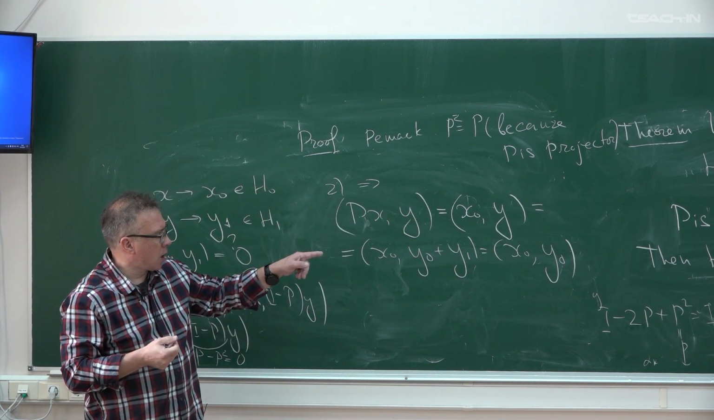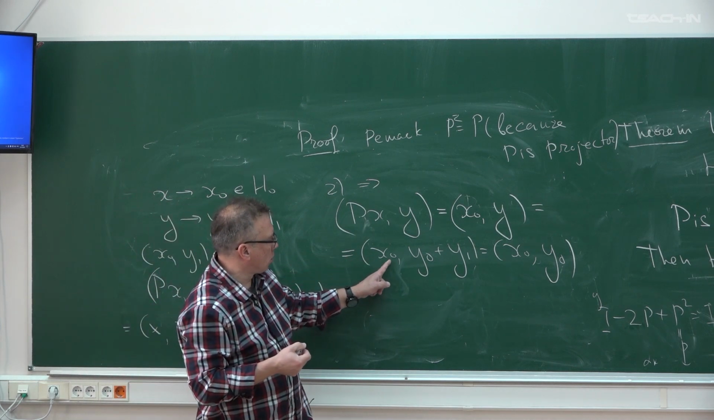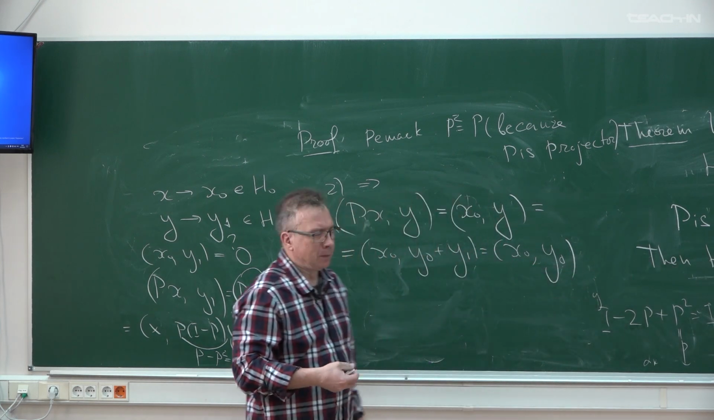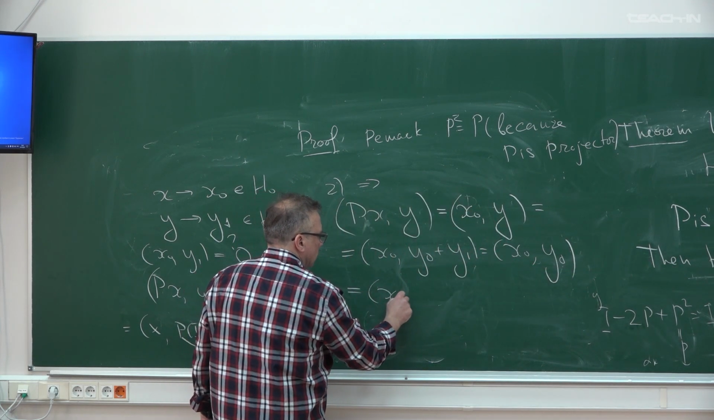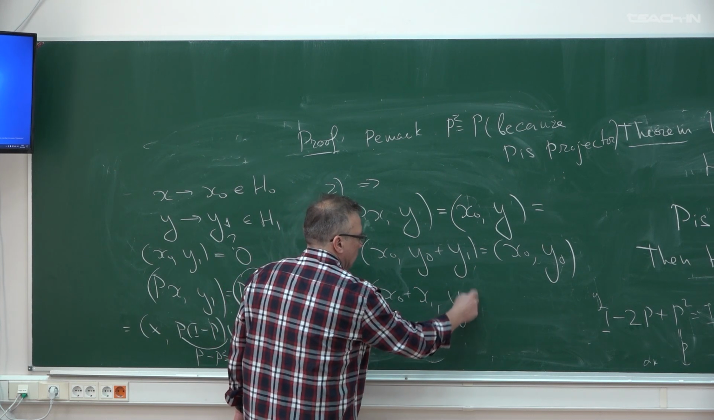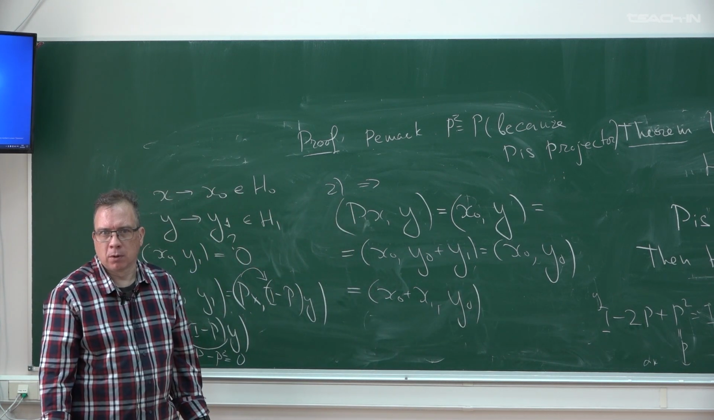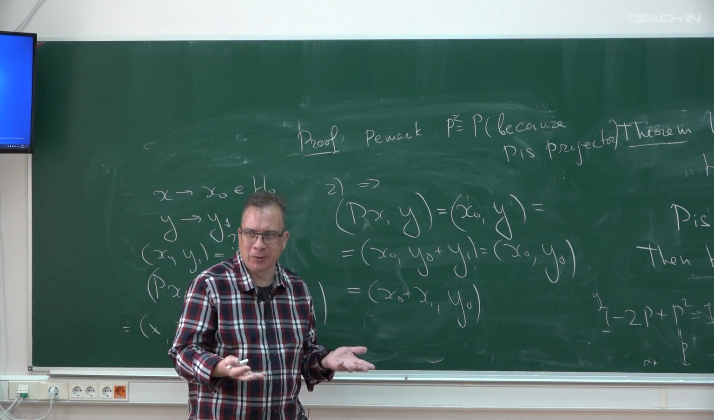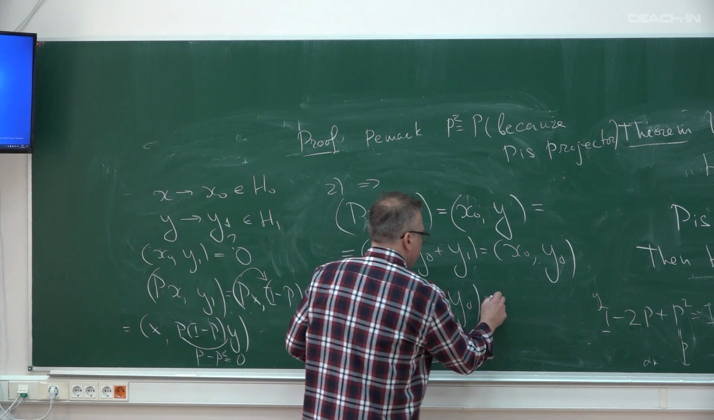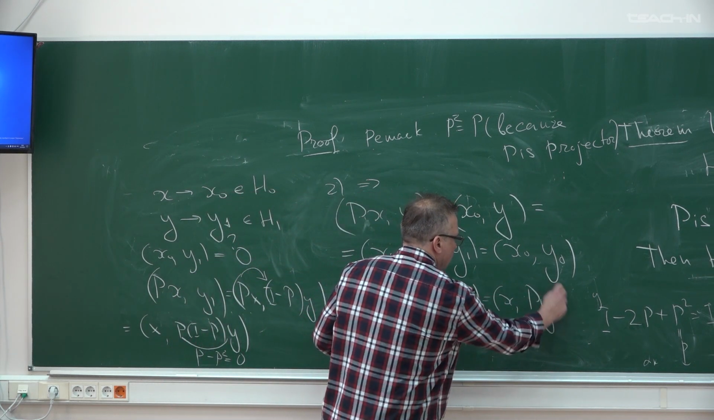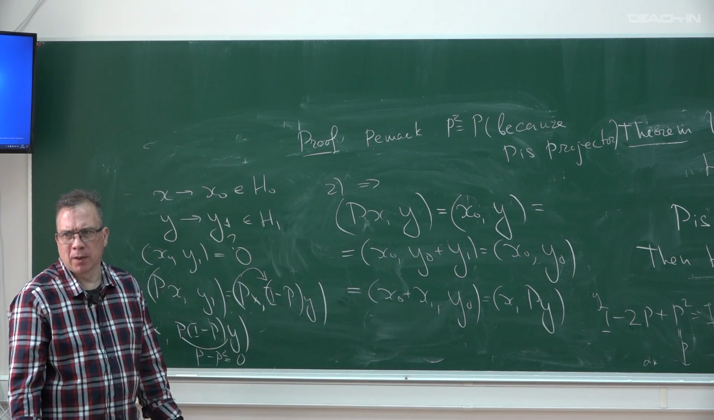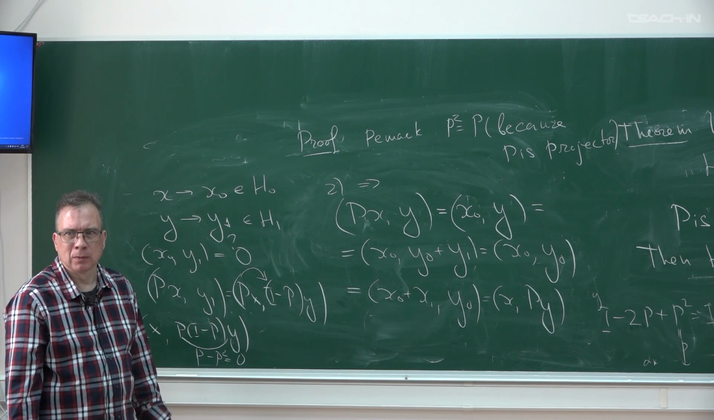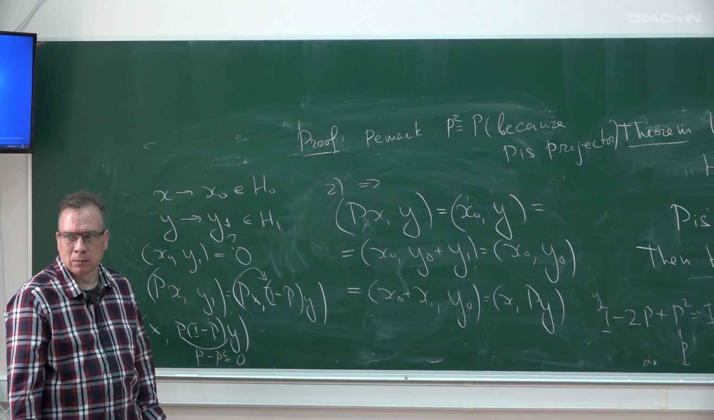Then we continue this scalar product in the following way, because the scalar product of x0 and y1 is 0, because they are orthogonal. Then you can put the zero sum, because x1 on y0 is 0. So you can write it as x p y, by definition. That's all.